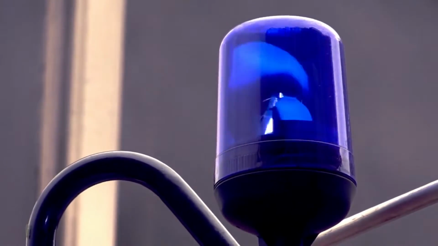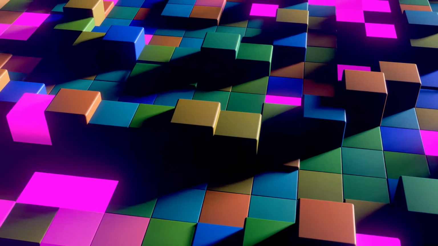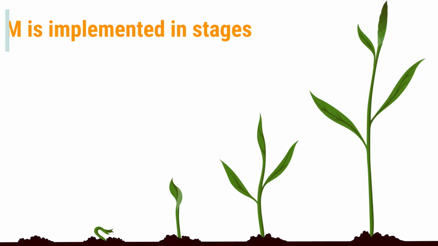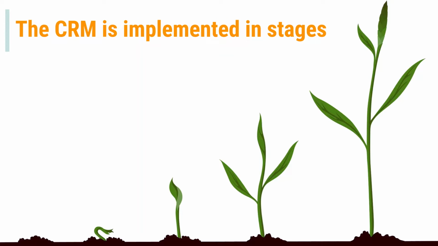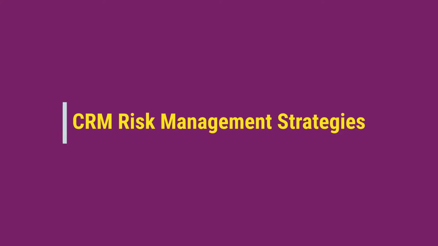If your project is relatively complex, we recommend what's called a phased rollout to reduce risk. A phased rollout is when you implement the CRM in stages, where each stage can be tested and verified before moving on to the next. This helps spread that potential risk over the span of the entire project and makes it more manageable for the development team. There are four main strategies for managing risk.